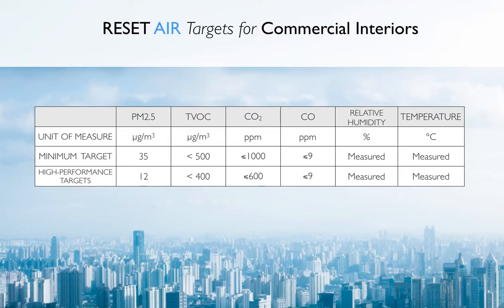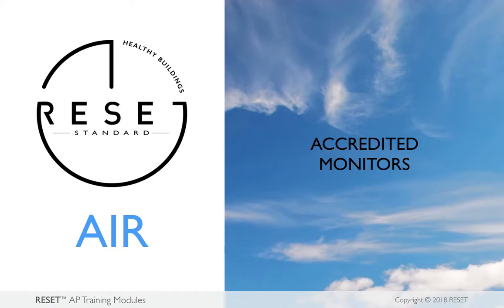And again, when it comes to interior spaces, most of those pollutants can be generated not just by infiltration, but by the occupants themselves. So we think that having these two targets gives teams a lot more leverage to make the standard applicable for them. And with that, that actually wraps up this section on pollutants and brings us to the next module, which is going to be talking about accredited monitors.